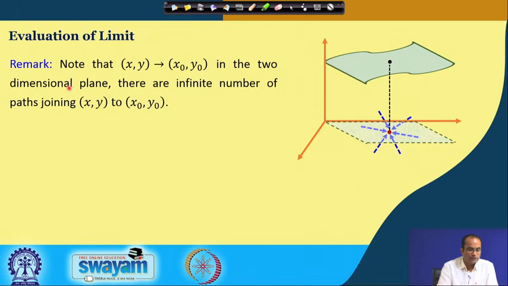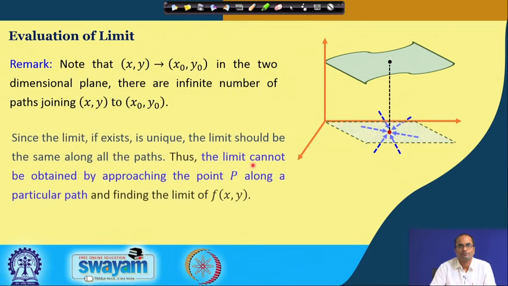So, as I have remarked here, note that (x, y) goes to (x0, y0) in the two dimensional plane. There are an infinite number of paths joining (x, y) to this particular point (x0, y0). Since the limit, if it exists, is unique, the limit should be the same along all the paths. That means the limit cannot be obtained by approaching the point P along a particular path and finding the limit of the function f(x, y) as (x, y) goes to (x0, y0).